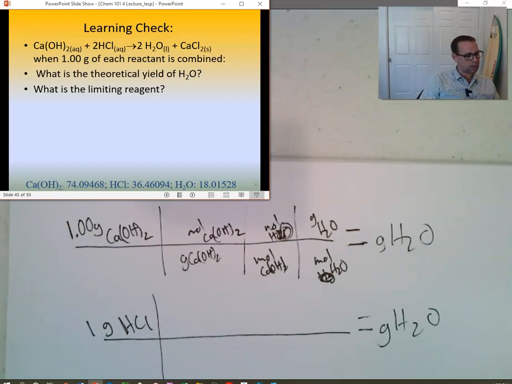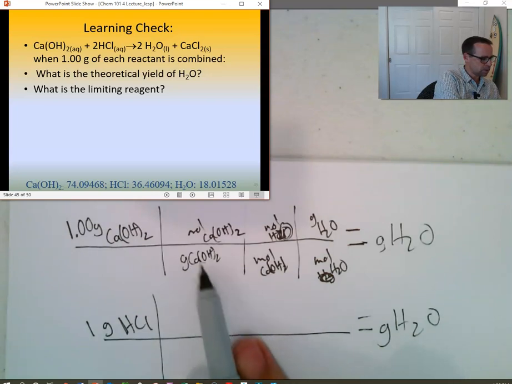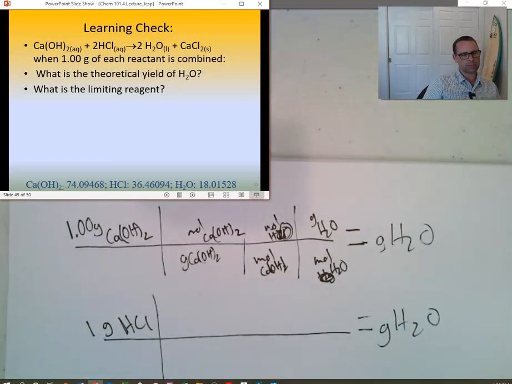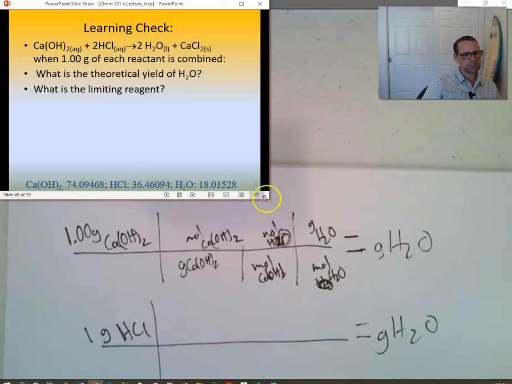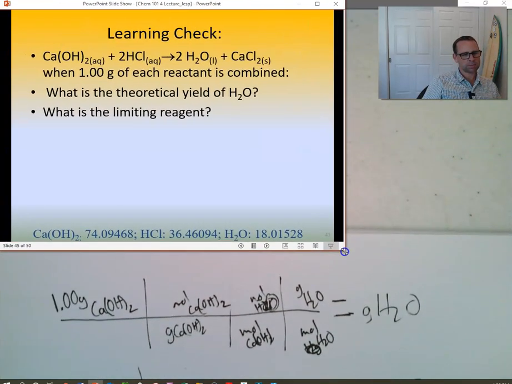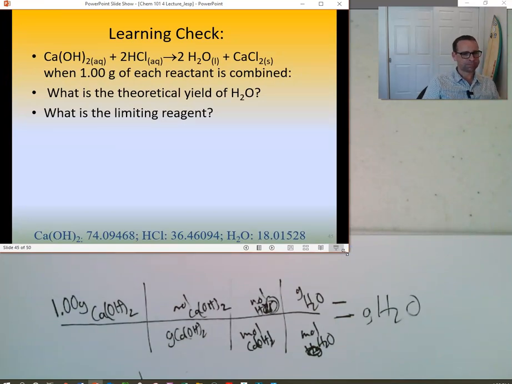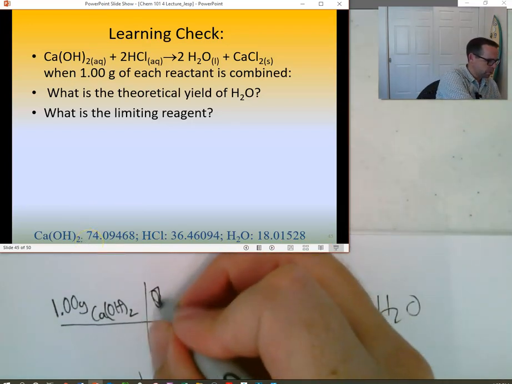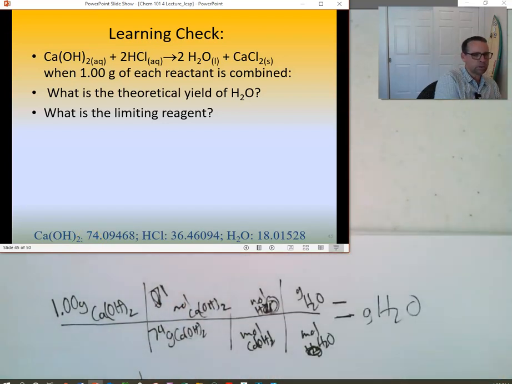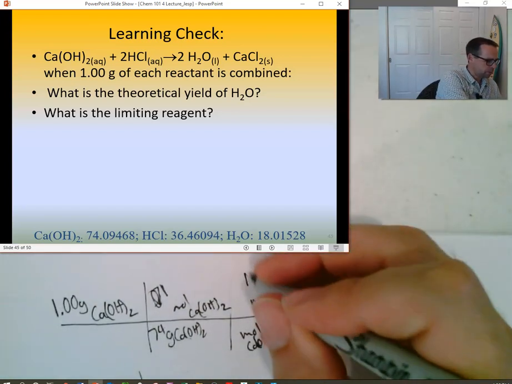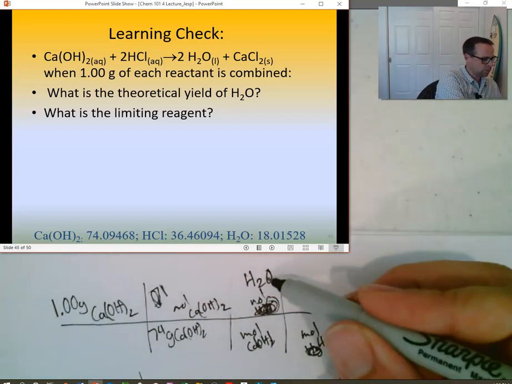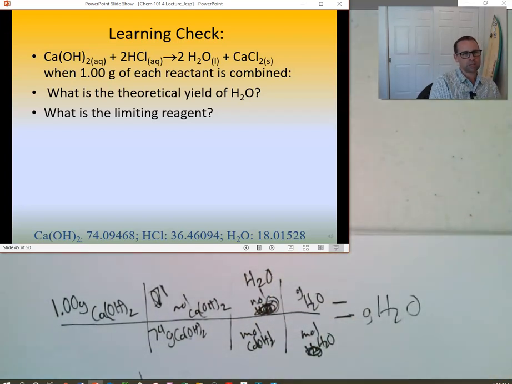Can you help me with this? How many grams of calcium hydroxide are there per mole of calcium hydroxide? And usually they have the data on the chart to help us, right? 74. Yeah. 1 mole of the stuff is 74 grams. All right. How many moles of, this is supposed to be water here. Let me rewrite that above. H2O. How many moles of water for every mole of calcium hydroxide?